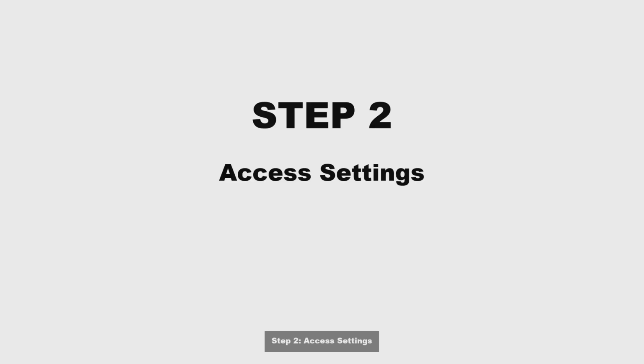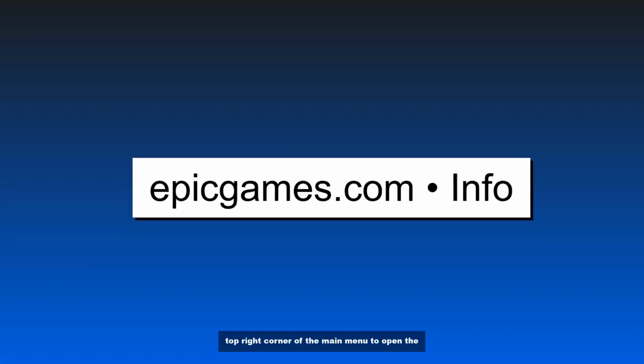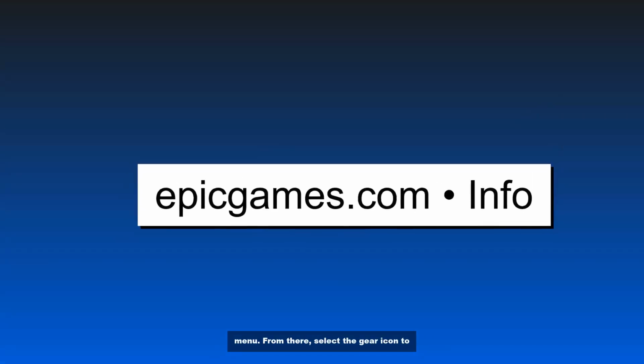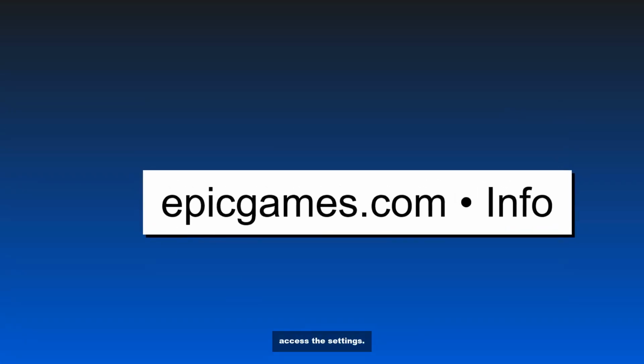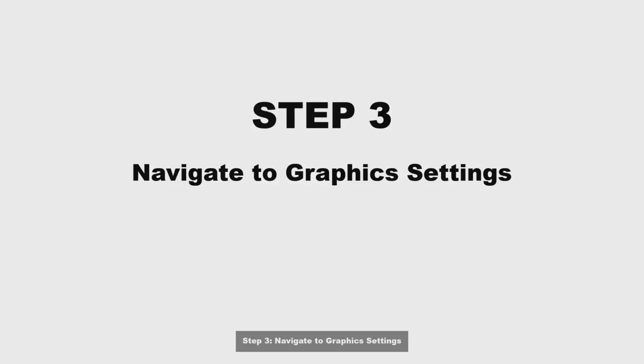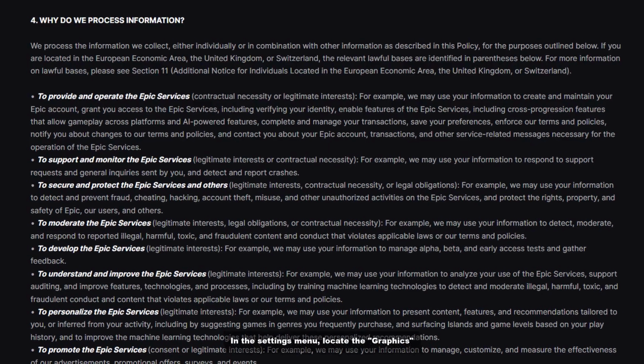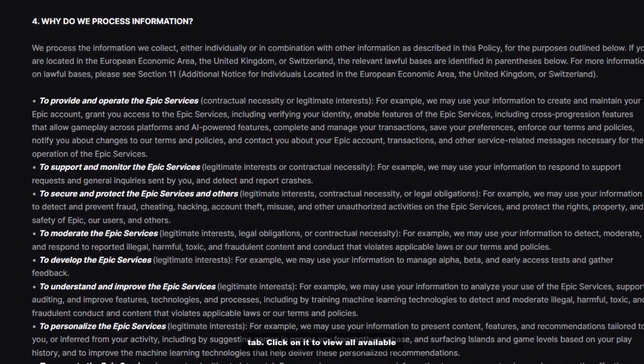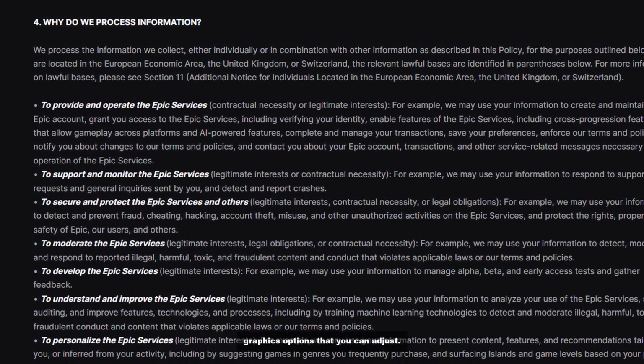Step 2. Access settings. Click on the 3 horizontal lines in the top right corner of the main menu to open a menu. From there, select the gear icon to access the settings. Step 3. Navigate to graphics settings. In the settings menu, locate the graphics tab. Click on it to view all available graphics options that you can adjust.